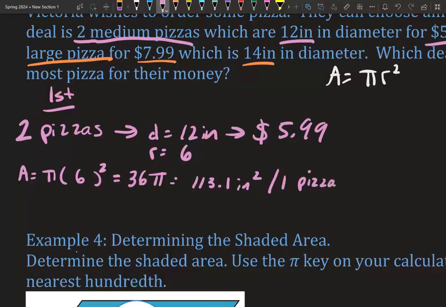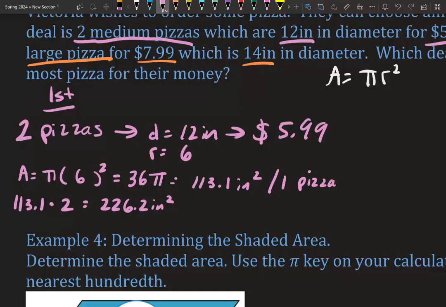In this deal, we need to buy two pizzas. So we need to figure out how much area is two pizzas. So we just multiply by 2. So 113.1 times two pizzas, and we get 226.2 inches squared. Now I need the cost.